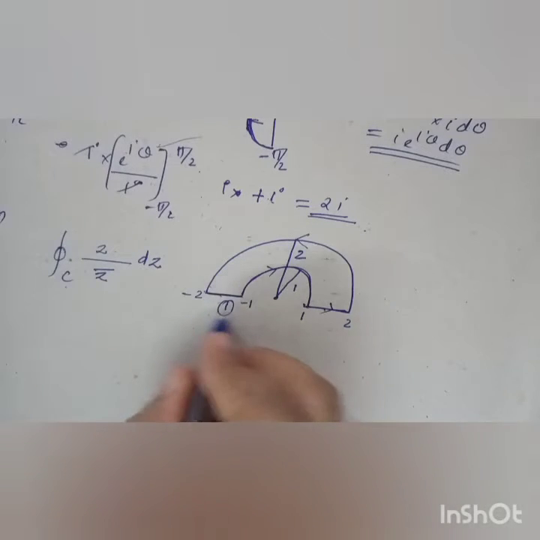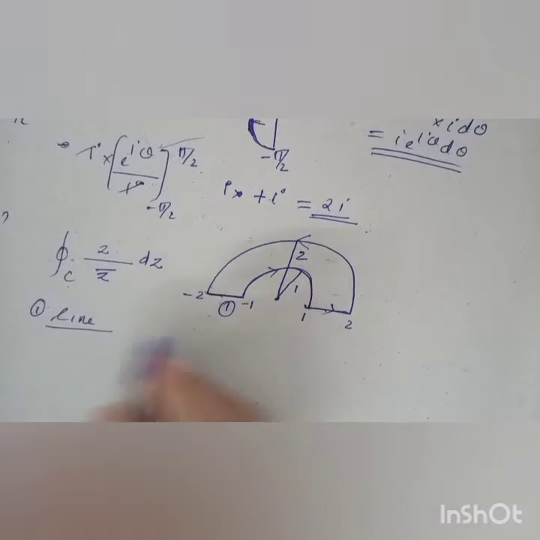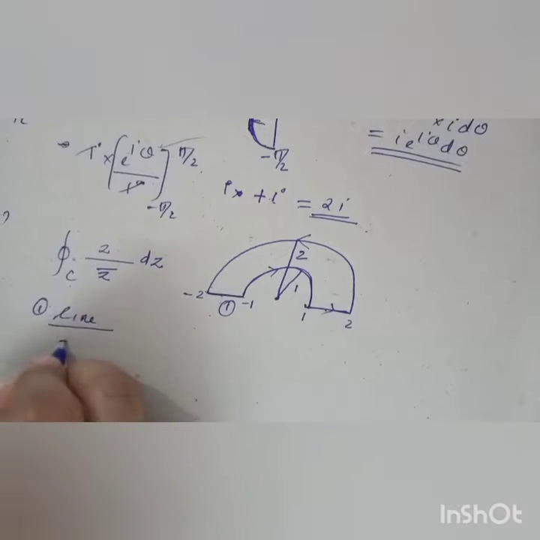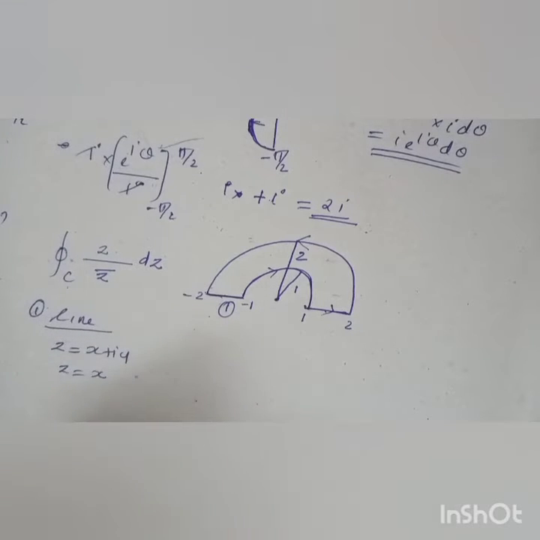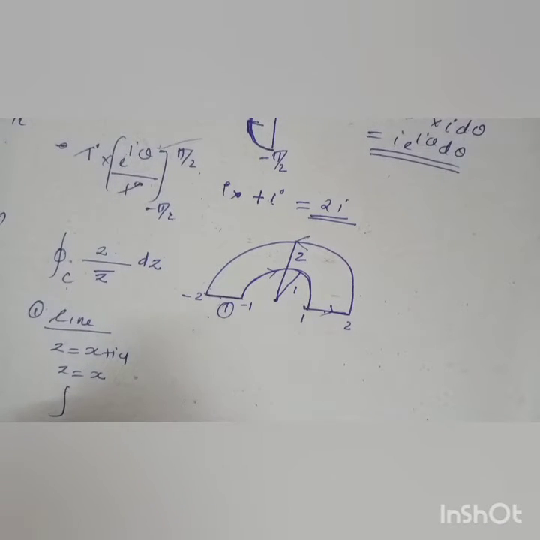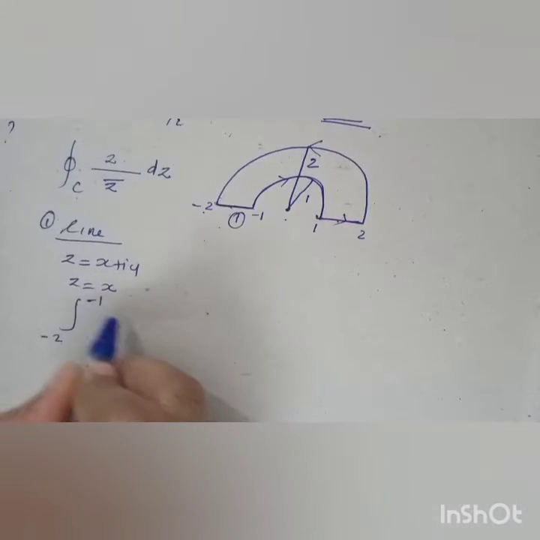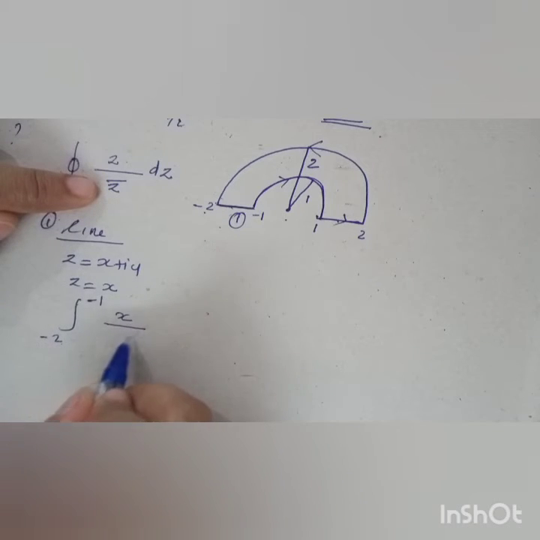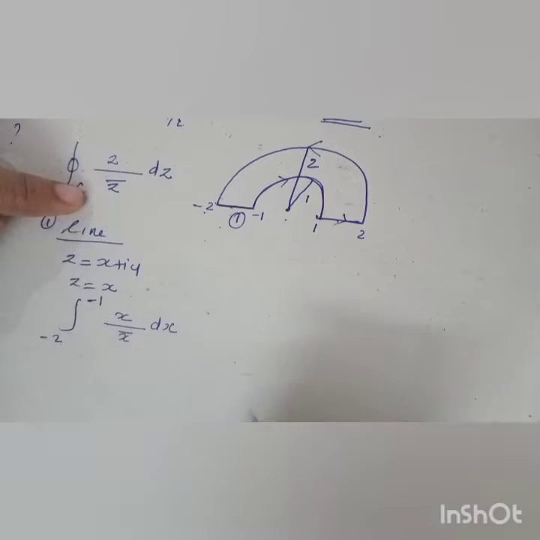Okay. So along the x-axis, the first section is a line along the x-axis. So y is equal to 0. We know that z is equal to x plus iy. y equal to 0 means z is equal to x, and we have to substitute there. So the integral is from minus 2 to minus 1 of z divided by z bar, that is x divided by x bar dx.